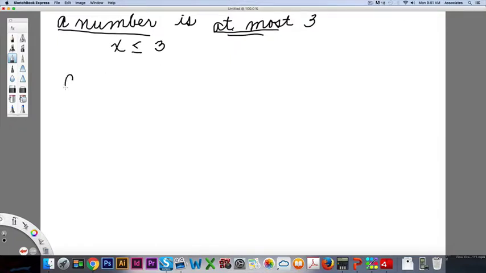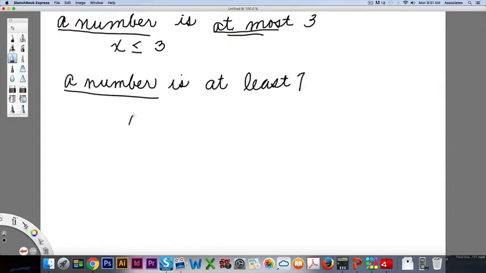The next sentence says a number is at least 7. So again, a number, any variable you want. I'll do Y. "Is at least." At least means greater than or equal to, and then we put in the 7. That means the number is at least 7 or bigger than 7.